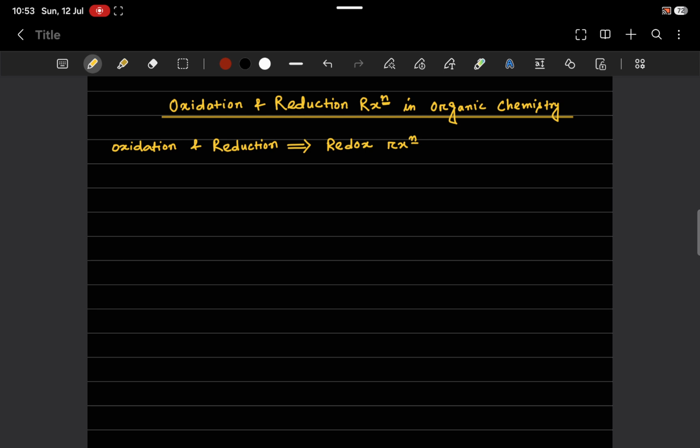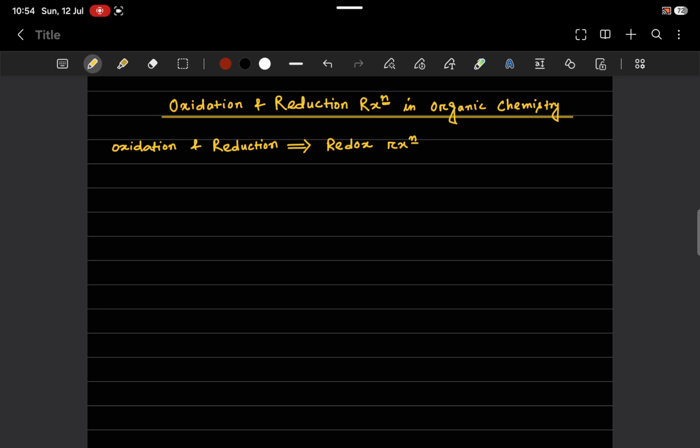In organic chemistry you will find numerous types of redox reactions that you have to encounter one by one in later stages. But prior to going into the detail of a reaction, I think we should make a solid background of this particular topic. Let us start.